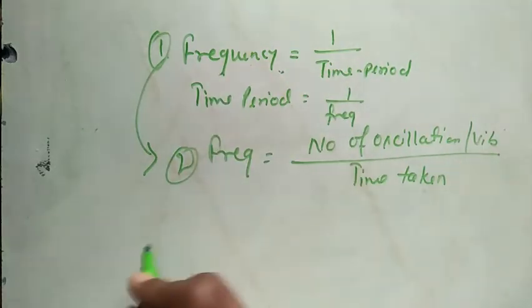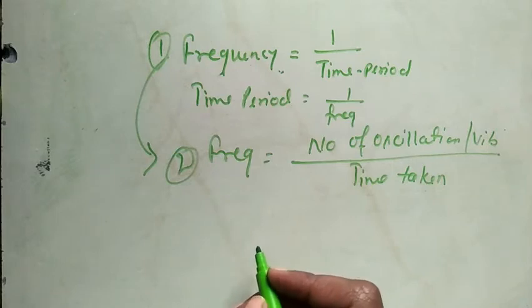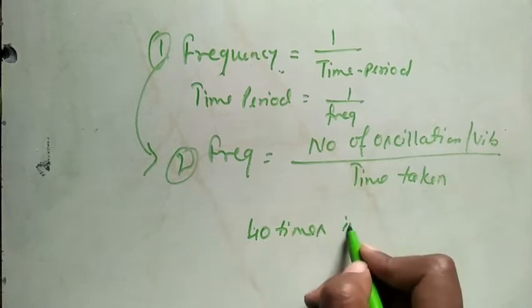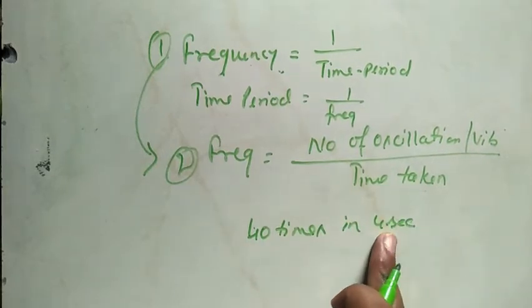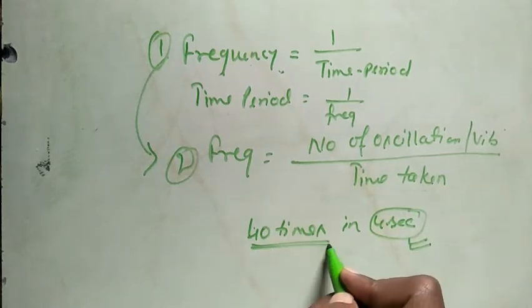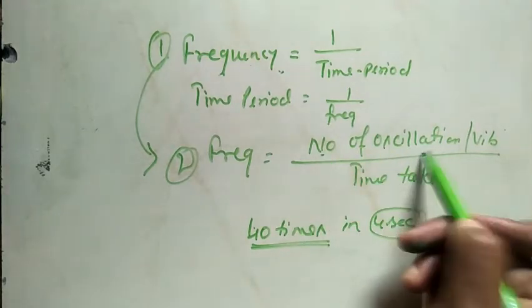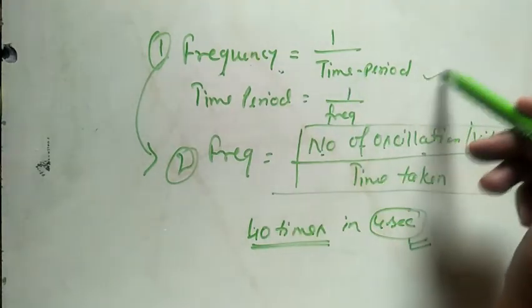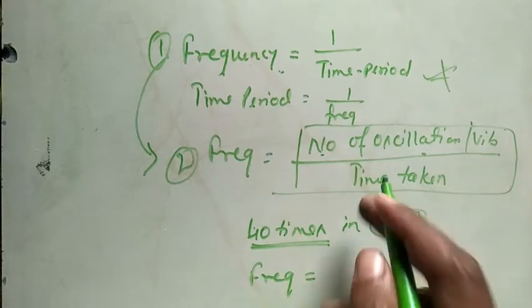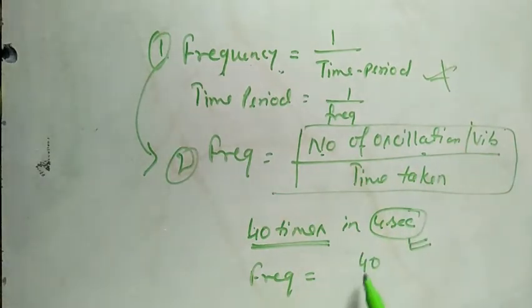The fifth question of your NCERT exercise is: a pendulum oscillates 40 times in 4 seconds. It means that here time is given, not time period. 4 seconds means time is given, and 40 vibrations means this is the number of oscillations. So we use this formula in this question, not the other one. So the solution is frequency equals number of oscillations, that means 40, upon time taken. Time is 4 seconds. So the answer is 10 Hertz.